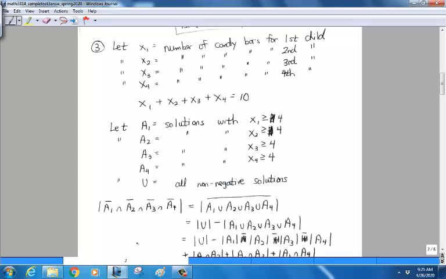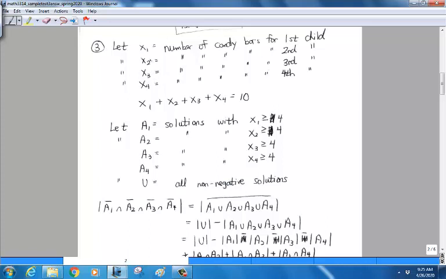So here's what we're going to do. We're going to translate this situation into integer solutions to an equation. The way I do that is we're going to use subscripted variables x. I'm going to let x1 be the number of candy bars for the first child, x2 the number of candy bars we give to the second child, x3 the number for the third child, and x4 the number for the fourth child.